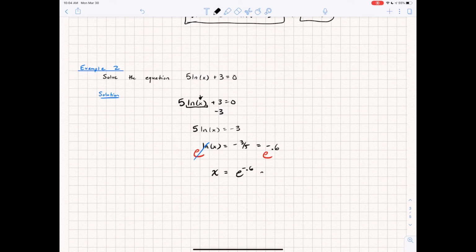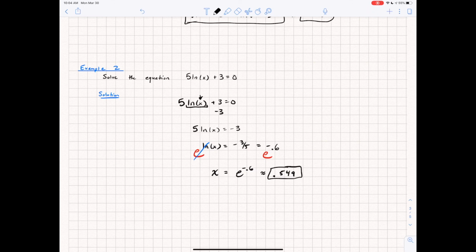And this gives me my exact answer. And if I want my approximate, I get 0.549 as my solution. The decimals go on and on and on, 0.5488116361. This is my solution to example 2.